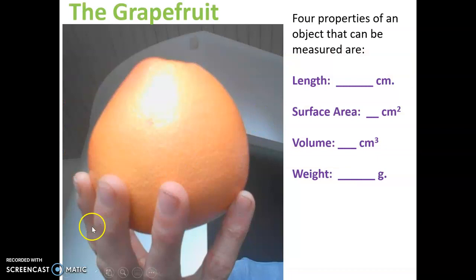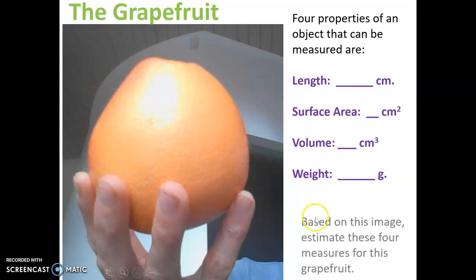Now, let's take this little challenge together. Here is a photo of a grapefruit, and you have a hand holding it to give you sort of an idea of maybe how big that grapefruit is. And we know there are different properties that we can measure. We just talked about that. So in this case, I would like you to estimate the length, surface area, volume, and weight of this grapefruit.